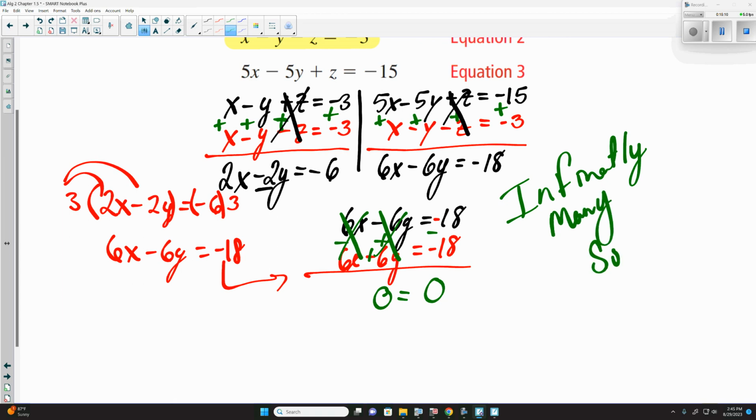Infinitely many. So there's infinitely many solutions that work for this here. I'm not going to make you go through the process of actually finding the equation that defines this. We're just going to call it infinitely many solutions. It's out there. Any questions about this here? Okay.